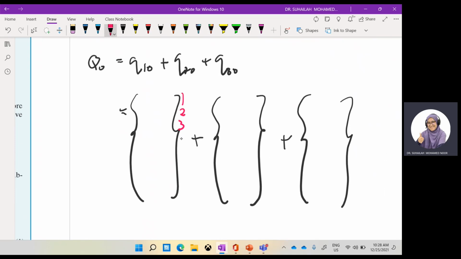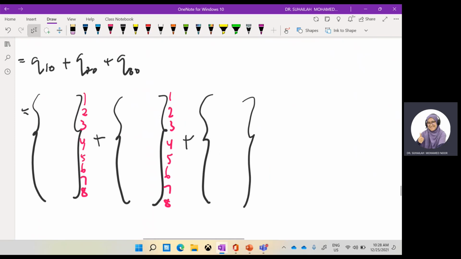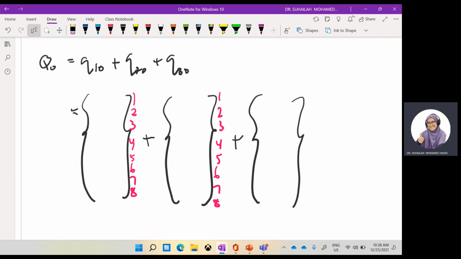1, 2, 3, 4, 5, 6, 7, 8. Okay, this is the procedure, but actually you don't need to do it like this. Straight away give the Q naught value. So for Q1 naught, all 0 value. All 0. Same goes to Q3 naught.